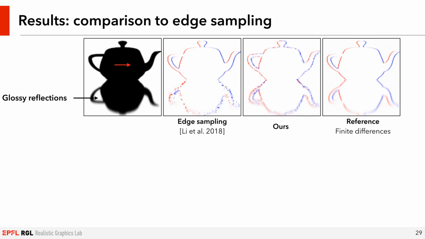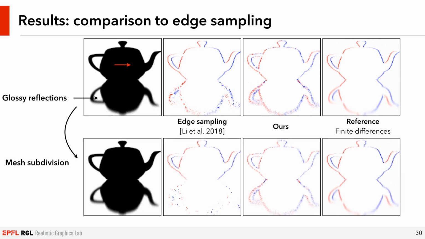Here we compare with the edge sampling technique using a black object to focus on discontinuities. In this example, with the translating teapot with glossy reflections, the two methods produce similar results. The edge sampling technique is often better in the case of discontinuities that are visible directly from the camera, while our method is slightly more robust in glossy reflections in this example.